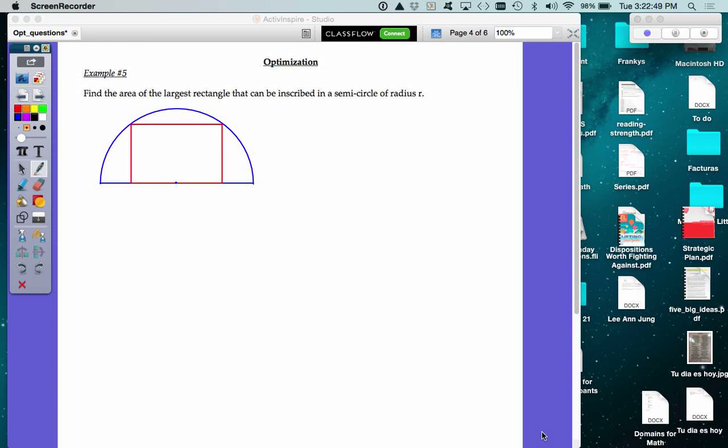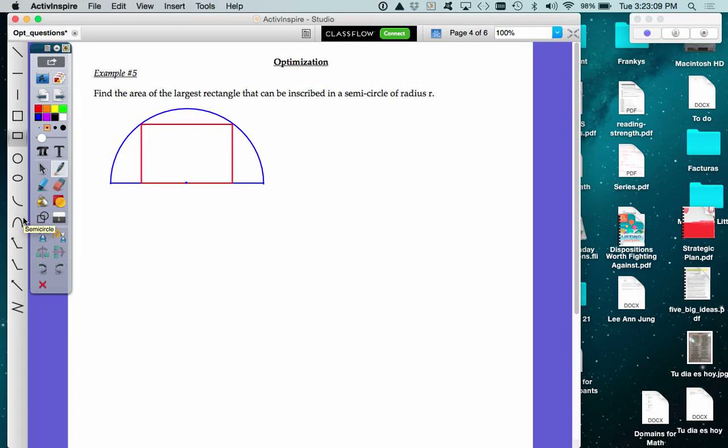The blue semicircle is restricted by the size of the radius, which we're going to call the parameter r. But the red rectangle can get larger or smaller depending on where we move it within the semicircle. And our job is to try and find the dimensions of the rectangle that'll make it as large as possible.